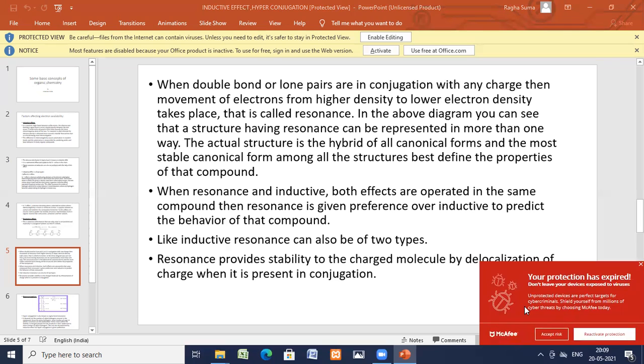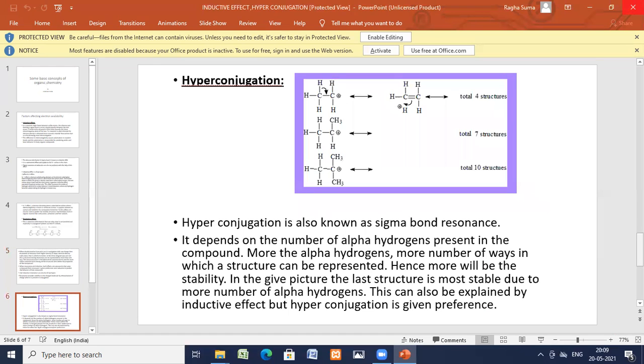Now, we'll see what is hyperconjugation. The electron releasing effect of the alkyl group is called hyperconjugation. Sigma bond resonance we call here. How many hydrogens are there? They give electrons and they give stability to the molecules. The electron releasing effect of the alkyl groups, plus I group, is in the following order.